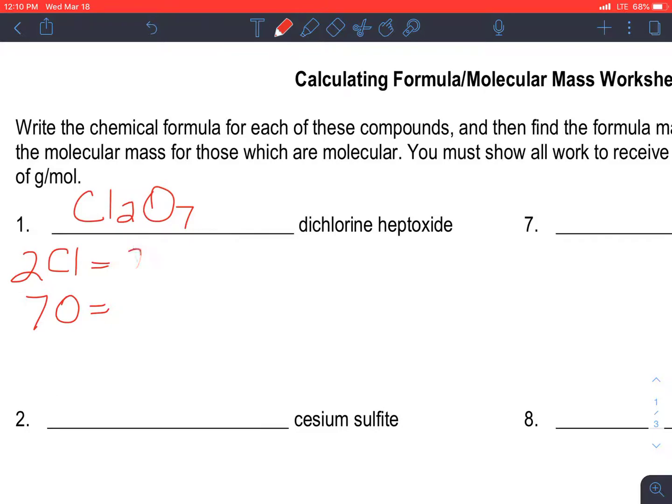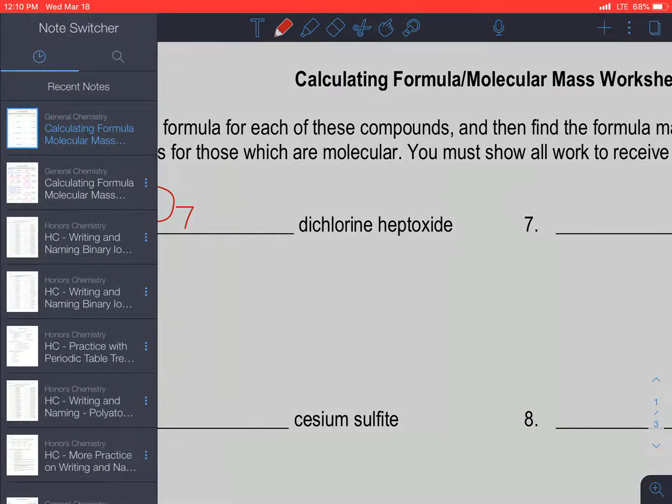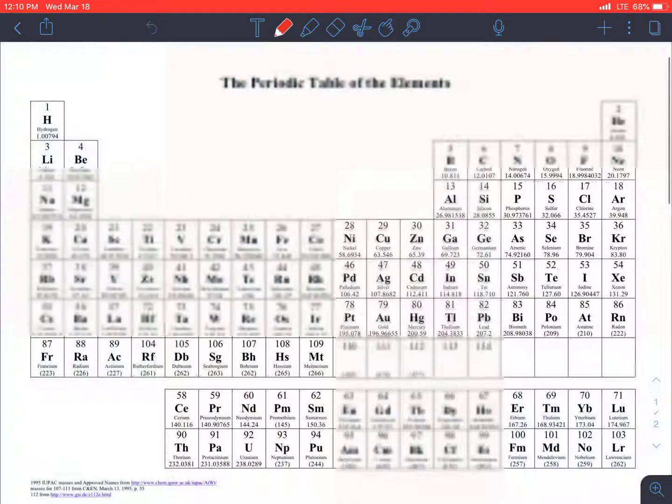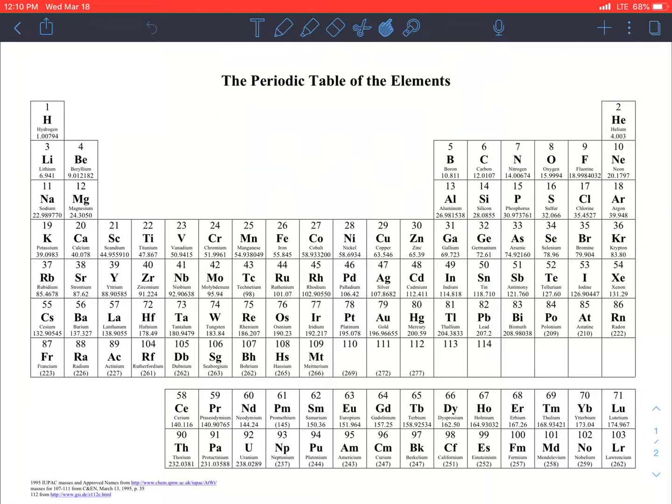Now we need to go to our periodic table, and what we're doing is we're looking at the mass. Sorry, you can hear my kids in the background. We're looking for the mass of those.